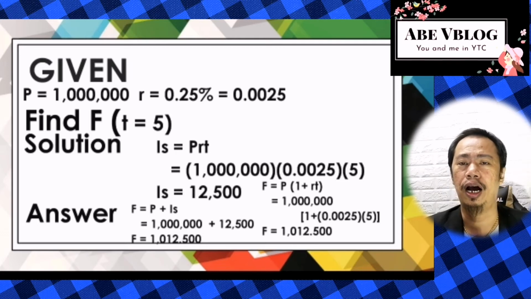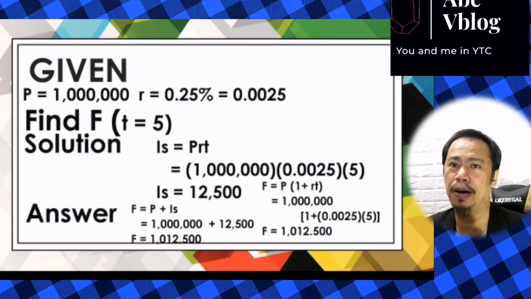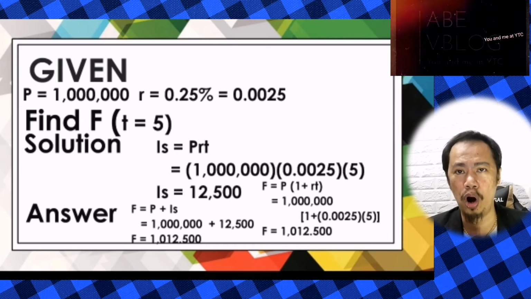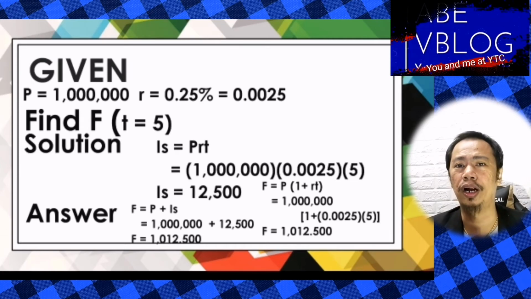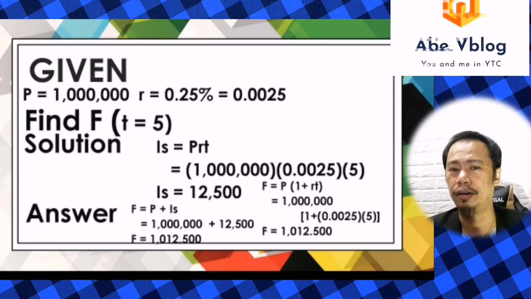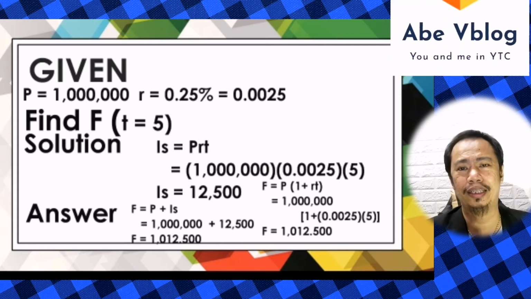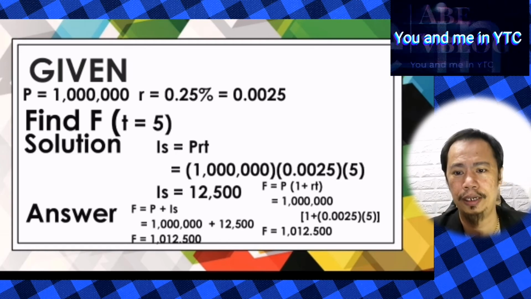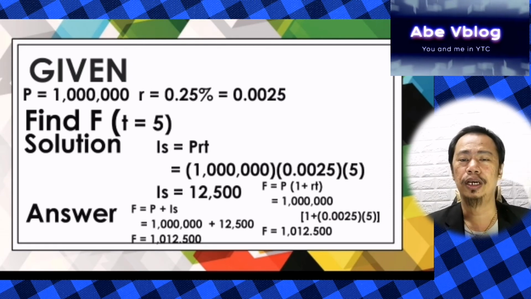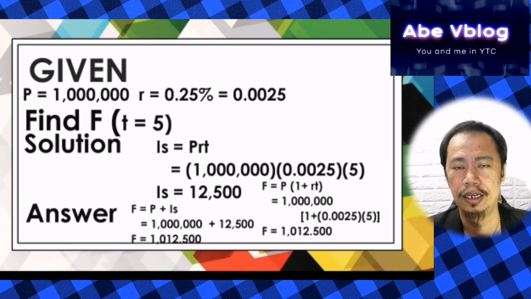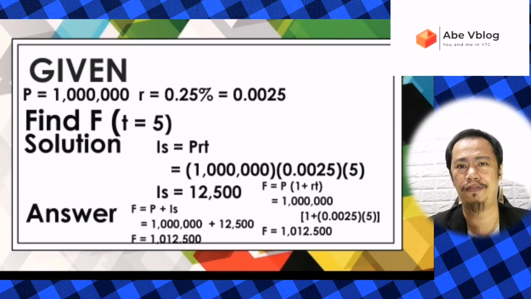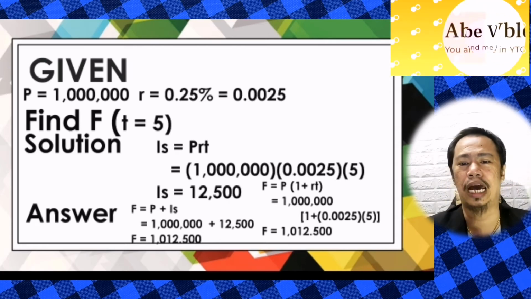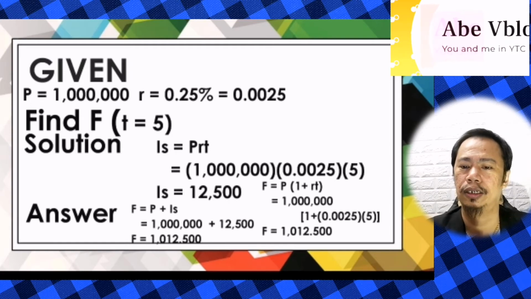So as compared to 1 year, where we just have 2,500, here our simple interest is 12,500. Meaning, if you want to earn more interest, a greater interest on your money, you better invest your money for 5 years, not 1 year only. Because in 1 year, you just have 2,500. But in 5 years, you'll be having 12,500. Okay? So that is for 5 years.